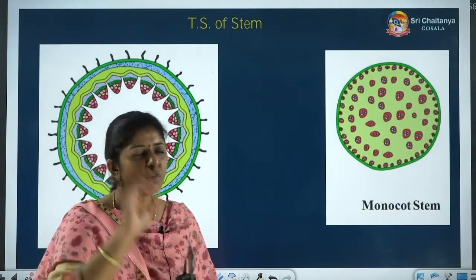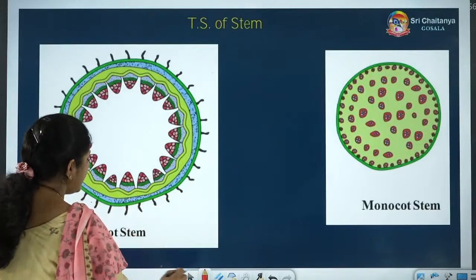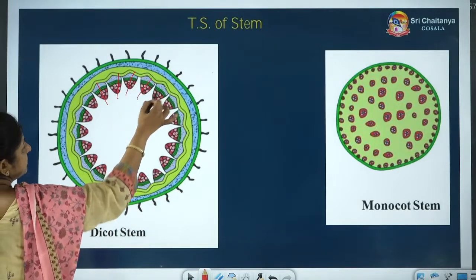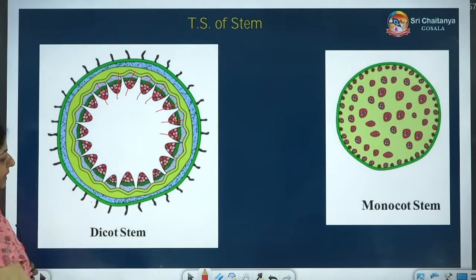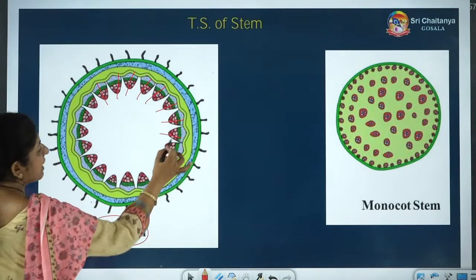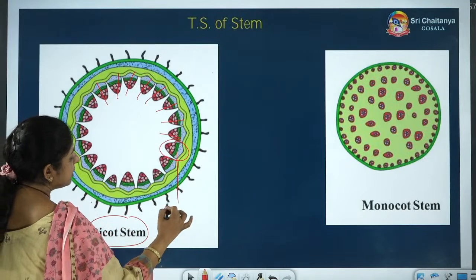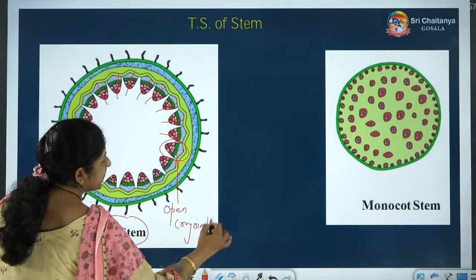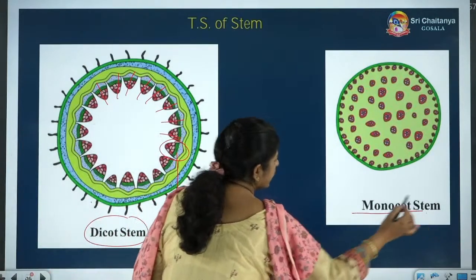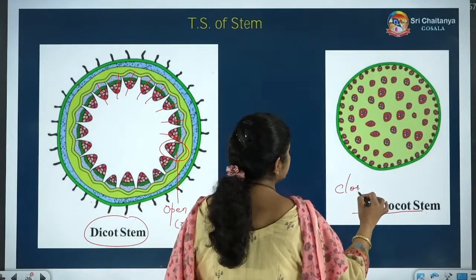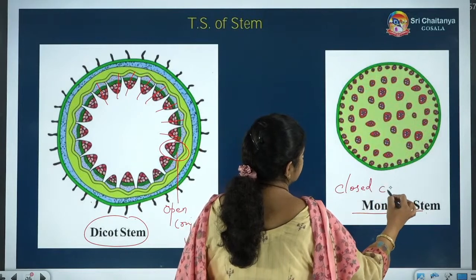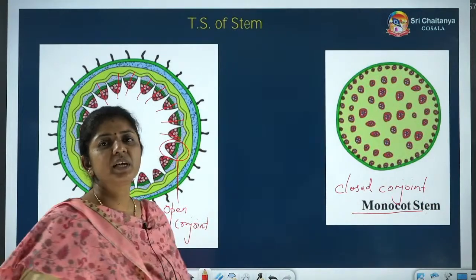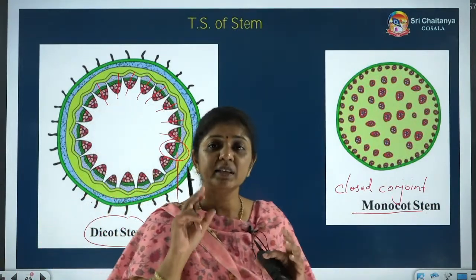Now can you see a small thing here? Both are stems. In both the stems, there are conjoint vascular bundles. Are you getting that? Being dicot, which type of vascular bundle does it have here? Open conjoint type. And being monocot, it is having closed conjoint type.